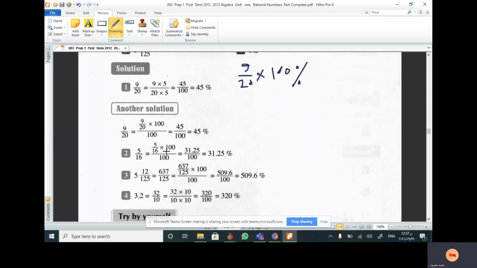5 over 16, you can multiply by 100%. 100 in the denominator means percent. It will be 31.25%. 5 and 12 over 125, you can multiply also by 100. You will get 509.6%. 3.2, you can make it 32 over 10 and multiply by 10. It will be 320 over 100. It will be 320%.